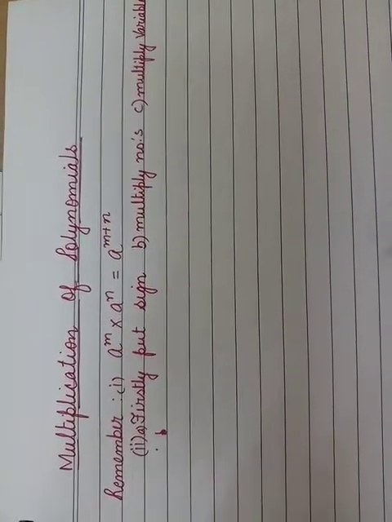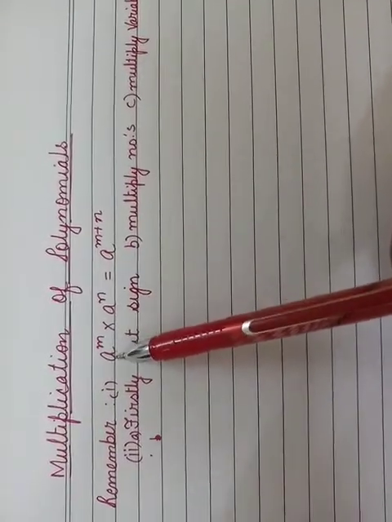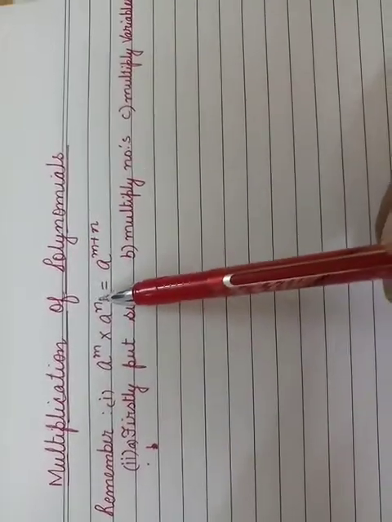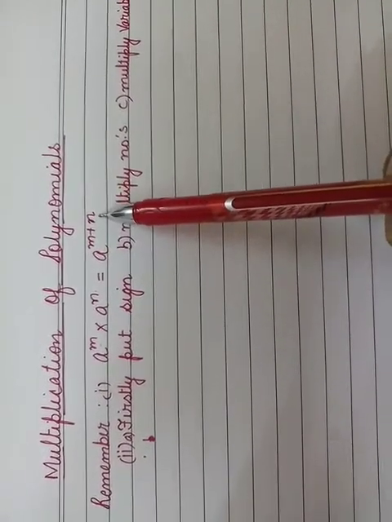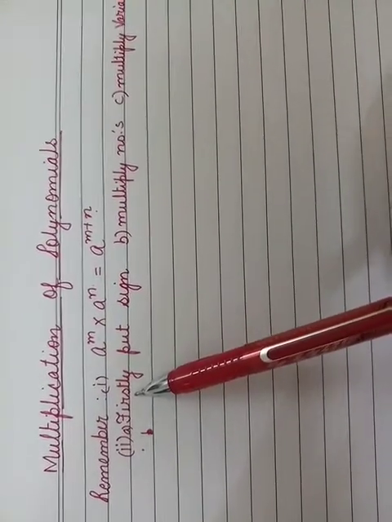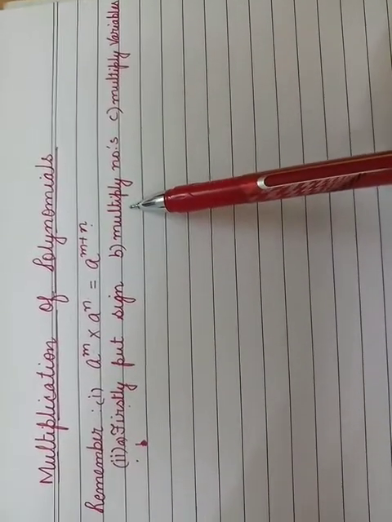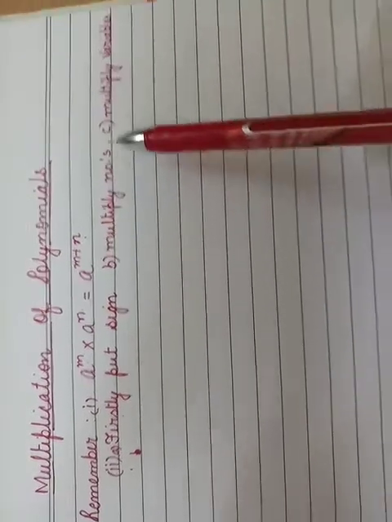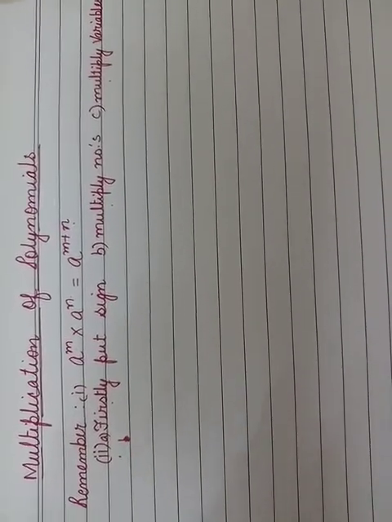Today we are going to learn multiplication of polynomials. For that you need to remember when we are multiplying two variables with the same base and different powers, then we write the base as it is and we add the powers. Remember when you are multiplying two algebraic terms, firstly we put the sign, then we multiply the given numbers or constants, and then we multiply the variables. This order is to be followed while we are solving the questions.